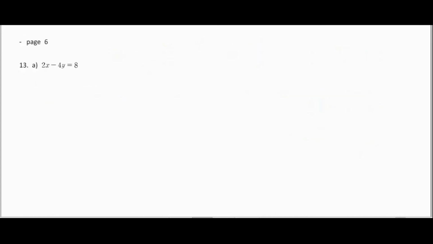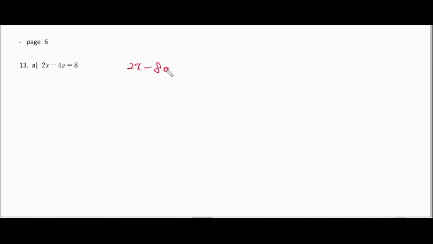This is question 13. It asks us to draw the graph in two ways for the equation 2x minus 1 equals 8, and to say which one is easier. So I'll just draw it in two ways right here. Before doing that, I'll change the equation a bit.